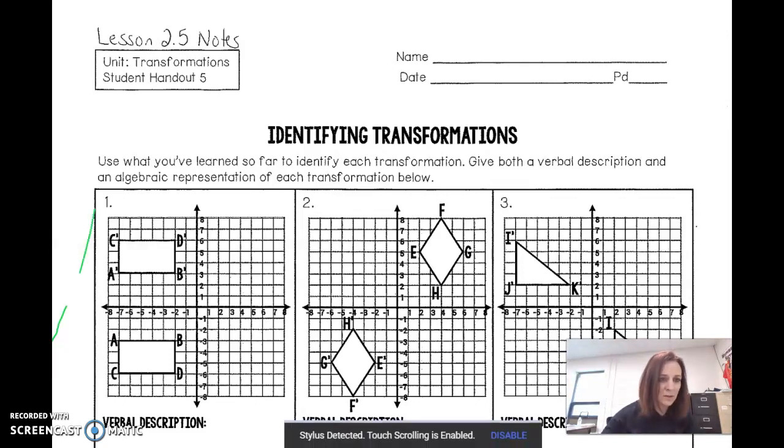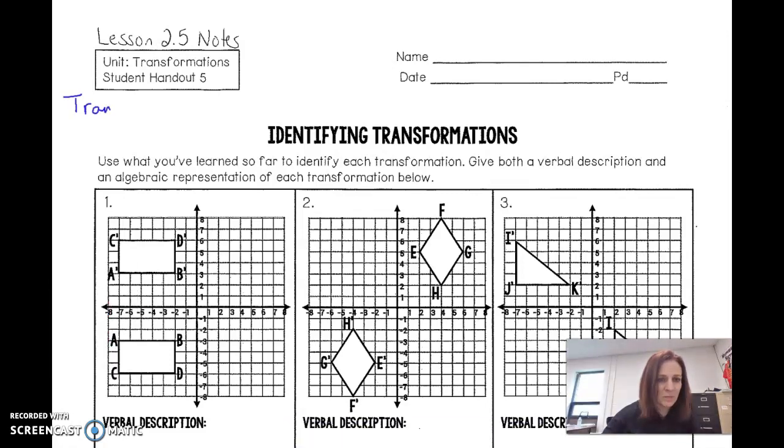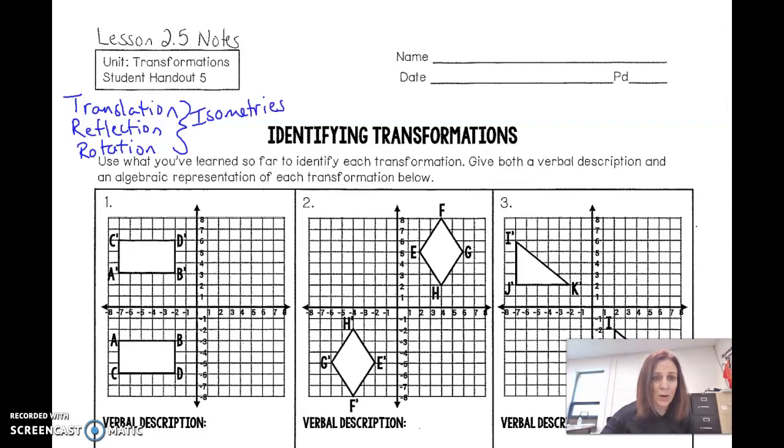are translation, reflection, rotation. Okay, and again, these are called isometries or basic rigid motions.